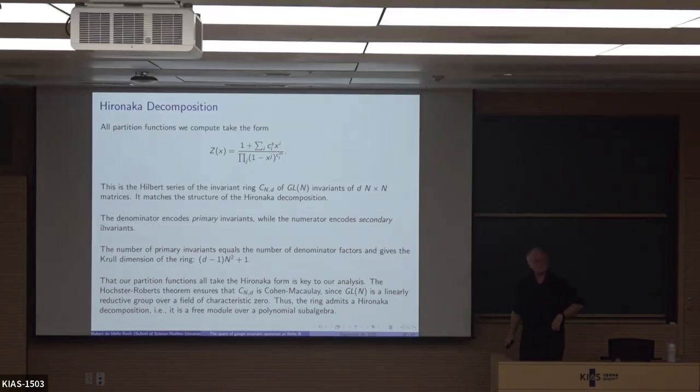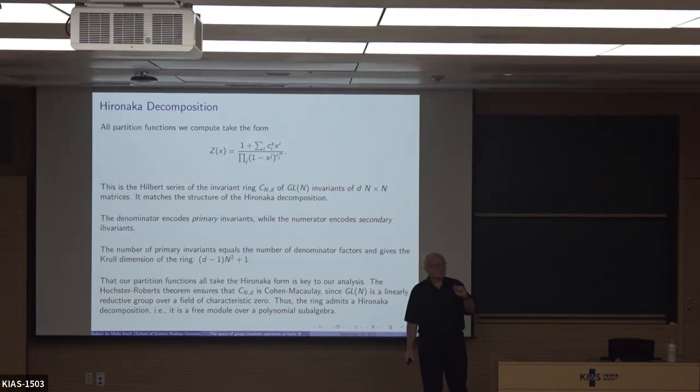What's one of the nice properties, the one that we like, it's the fact that it admits a Hironaka decomposition. So if you've got a Cohen-Macaulay algebra, you know that it will admit a Hironaka decomposition. There's a very famous theorem called the Hochster-Roberts theorem. And what the Hochster-Roberts theorem proves is if you study the algebra of invariants of a linearly reductive group, you are guaranteed that that algebra is Cohen-Macaulay.